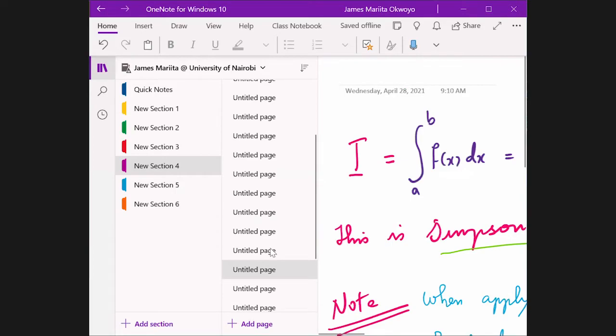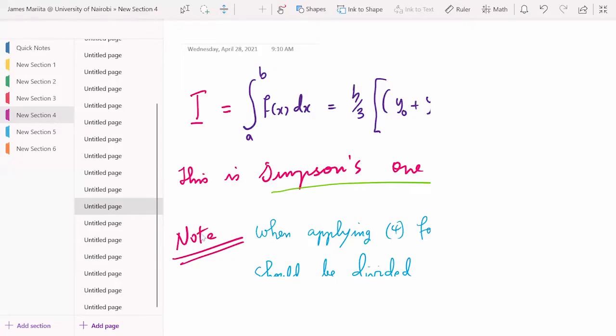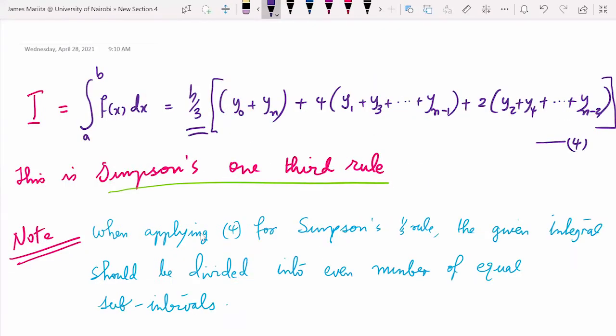that there is going to be h over 3 here. Then there is y naught plus yn. There is y1, y3 up to yn minus 1. Then twice y2, y4 up to yn minus 2. So this is the Simpson's one-third rule, or Newton-Cortez formula for n is equals to 2.